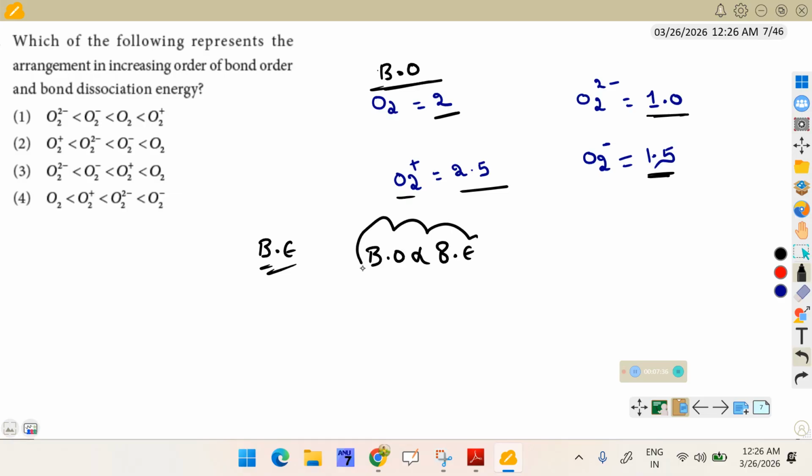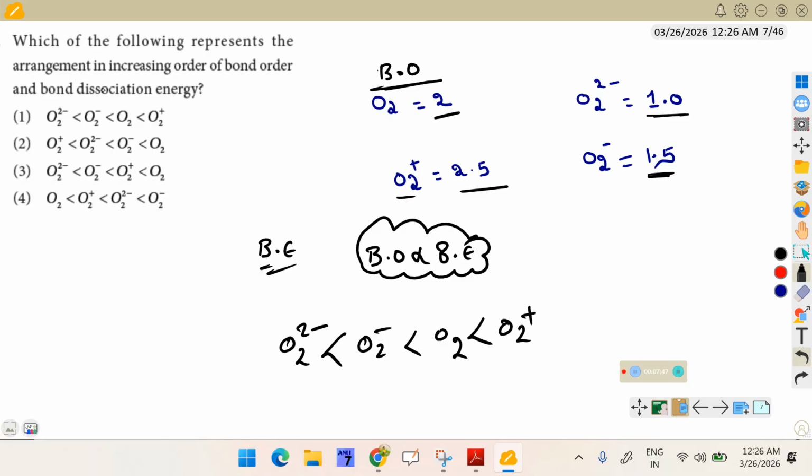Bond order value is directly proportional to bond energy. So O2 plus bond energy is more, then O2, O2 minus, finally O2 2 minus. So the bond dissociation energy order is as follows.